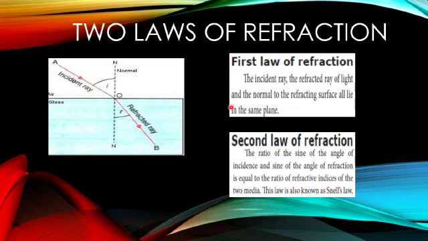Refraction of light obeys two laws of refraction. The incident ray, refracted ray and the normal to the refracting surface all lie in the same plane. Second law, the ratio of the sine of the angle of incidence and the sine of the angle of refraction is equal to the ratio of refractive indices of the two media. This law is also known as Snell's law. sin i / sin r = mu2 / mu1. Mu is the refractive index of the medium.